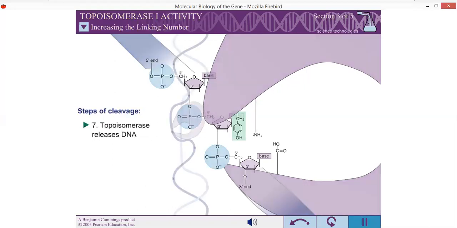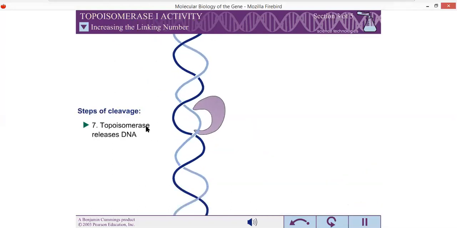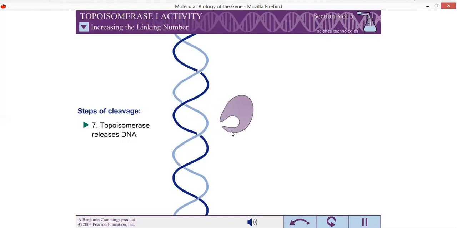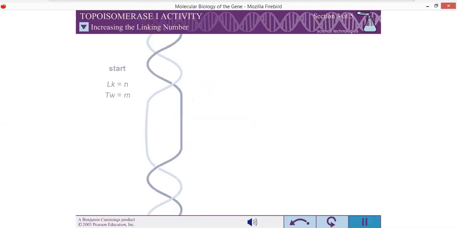Look here. Finally, the topoisomerase undergoes another conformational change, opening up and releasing the DNA. Now see this, what is going to happen? The topoisomerase finally moves away, opens up and releases the double-stranded DNA molecule. So ultimately the topoisomerase has moved away.